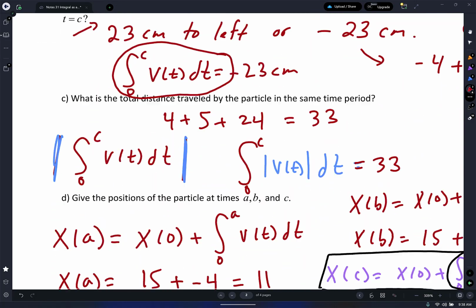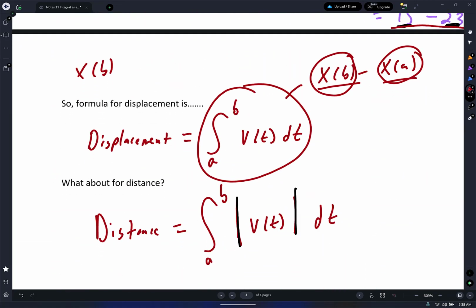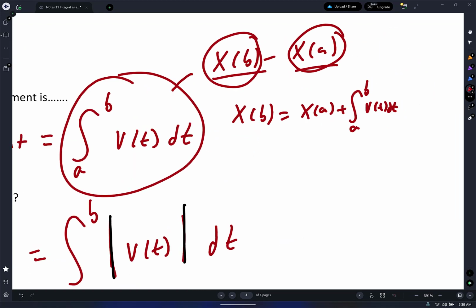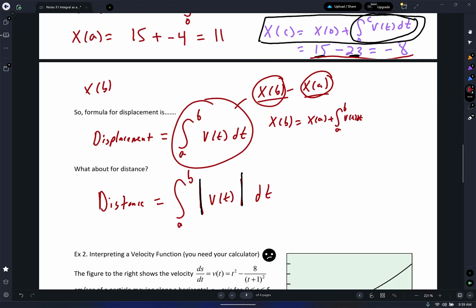So anytime you want, for good notes, put it here on the side. Anytime you want a position at B, you take your initial position at A, and you just add the integral from wherever that starts to wherever it stops, so a to b of v of t dt. That's how it's going to look always, always, always. Cool or not cool? Cool. All right, I think you guys are winning.